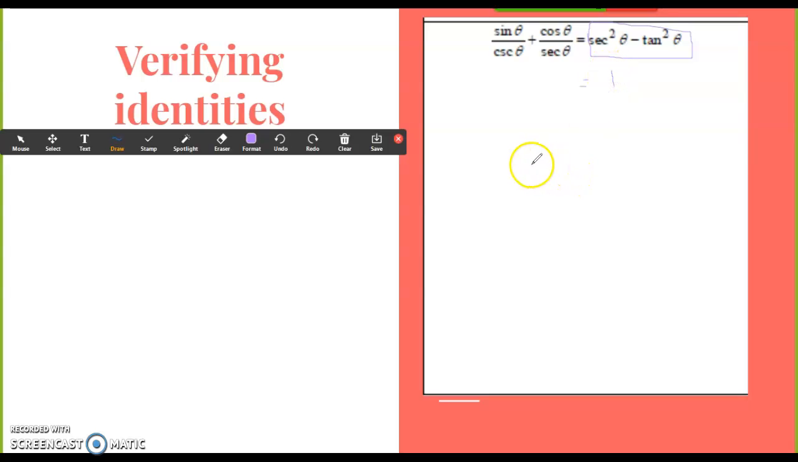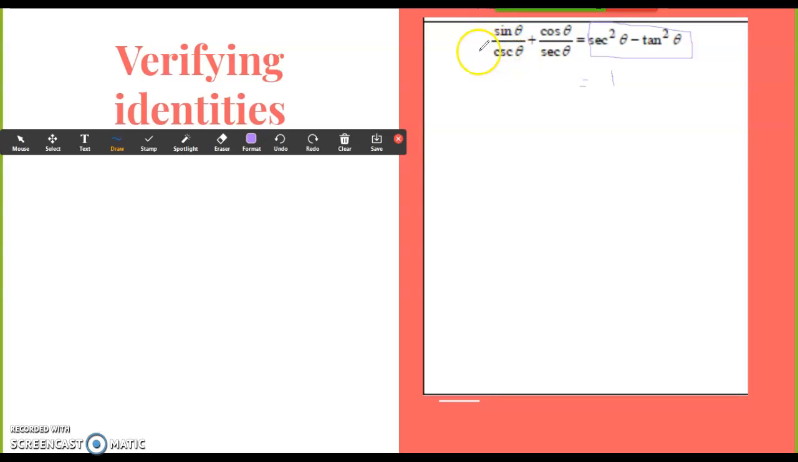We get that from our identity tangent squared of theta plus 1 equals secant squared theta. So if we subtract tangent over, we would get secant squared of theta minus tangent squared of theta, which equals 1. Over here, guys, let's go ahead and see if we can get all this stuff to equal 1.